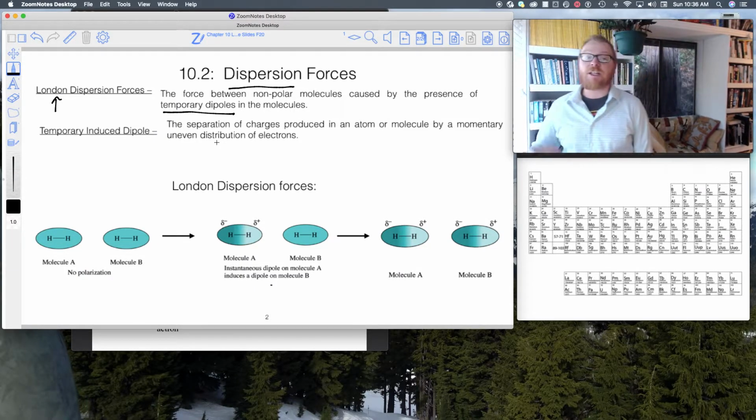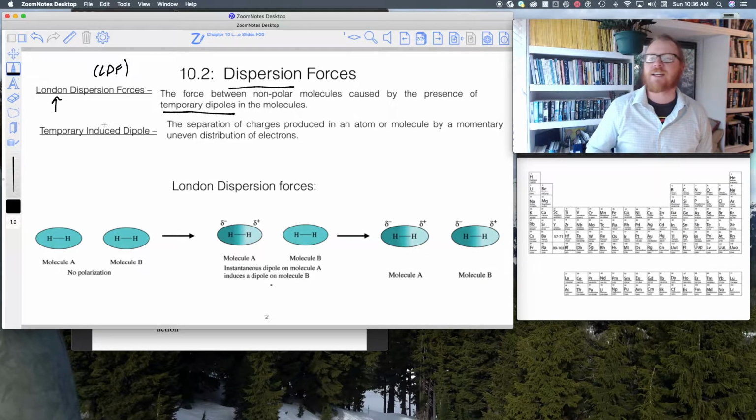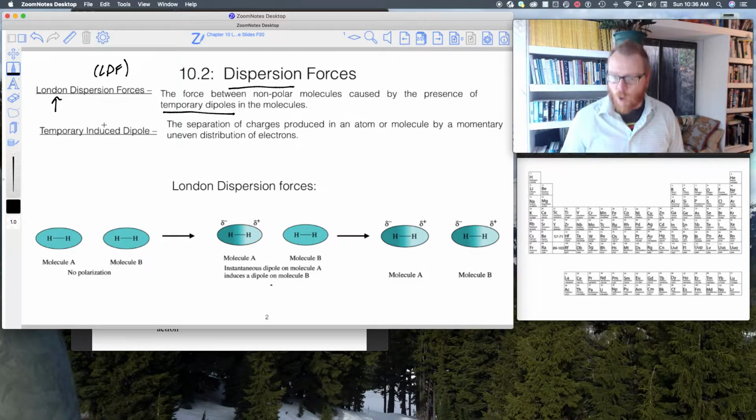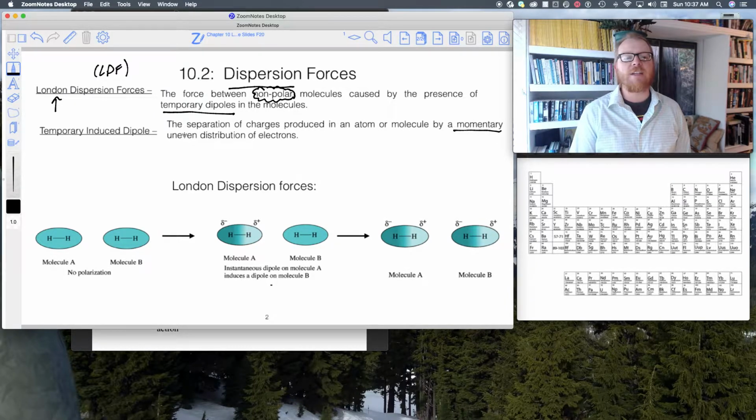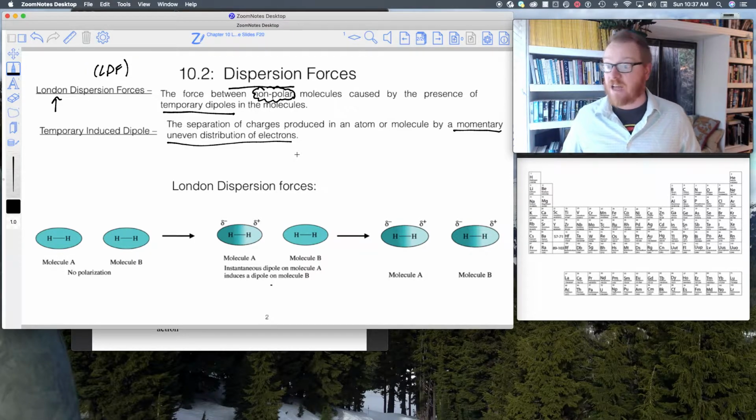However, the main thing to recognize with London dispersion forces, LDF, is that this is principally the force that exists between non-polar molecules. That's the key word there. So when you think LDF, London dispersion forces, think non-polar. London dispersion forces can induce something called a temporary induced dipole. That is a separation of charges produced in an atom or molecule by a momentary uneven distribution of electrons. And by momentary, we're talking about teeny tiny fractions of time.